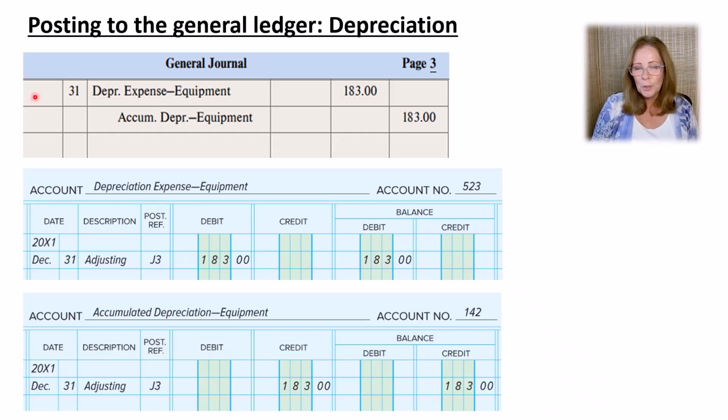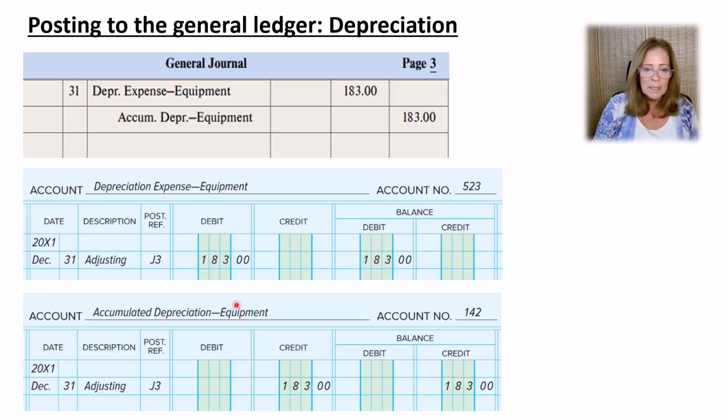For our third journal entry, let's look at the two accounts, depreciation expense and accumulated depreciation, that are listed in our journal entry. Let's write the date into the date column of the depreciation expense account, adjusting into the description column and the journal entry page J3 into the posting reference column, and the debit of $183 into the debit column. This account has no prior activity and therefore the new balance is $183.